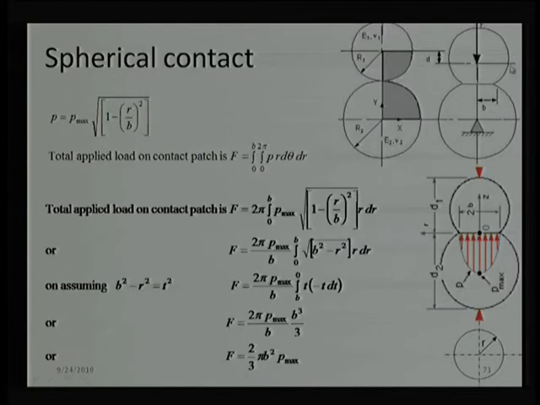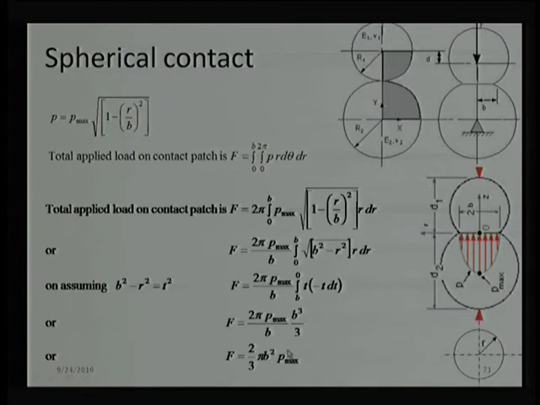If I know the applied load, I can find it in terms of B and maximum pressure. If I know the hardness, or at which pressure this surface is going to deform, I can find B directly from this expression, because P max is known to me. The load is known, P max is known, so B can be simply figured out from this relation.